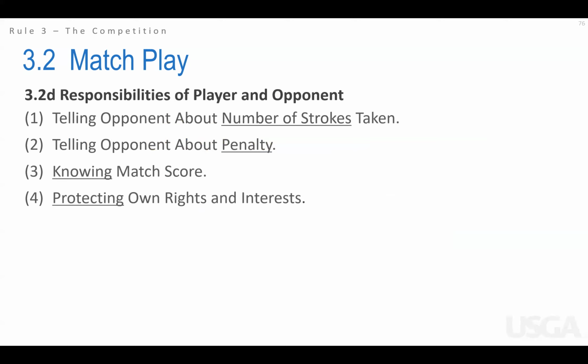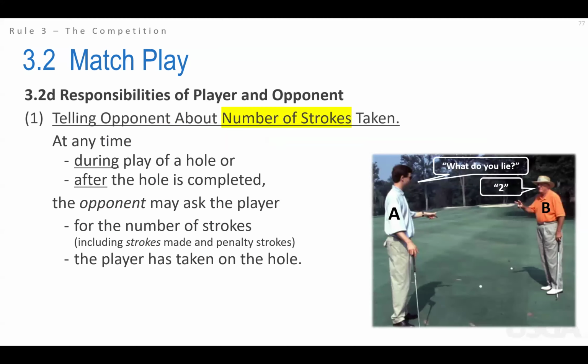We're going to try and speed through the rest of match play so we can ensure we get to stroke play here. But the last part of it, we're going to talk about the responsibilities of the player and the opponent. We have to be truthful and tell our opponent about the number of strokes taken at any time, either during the play of the hole or after the hole is completed. The opponent might ask us during the play of a hole about the number of strokes either has taken currently or any penalty strokes the player has taken on a hole.